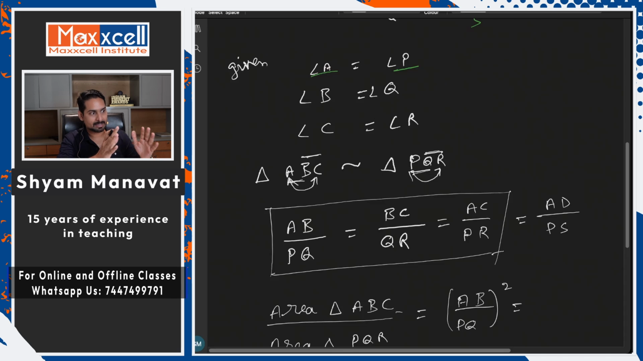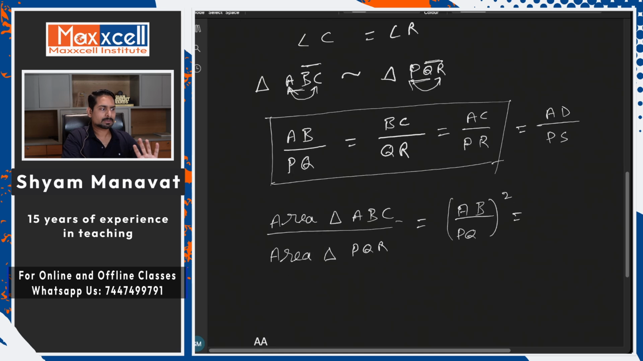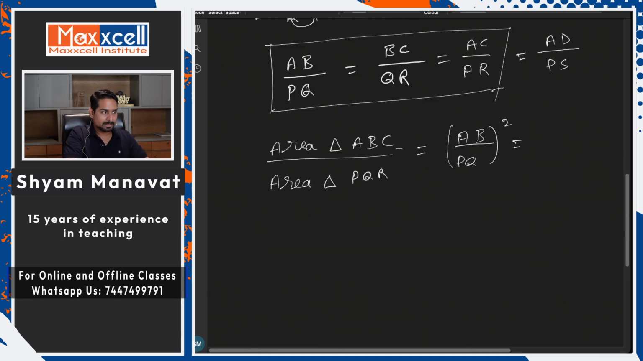Like the sides are in the same ratio. Area is the square of the ratio of corresponding sides. It could be corresponding sides or corresponding heights or whatsoever. Now look at the square, the method to remember this is very easy. In the case of sides, the unit is what, like centimeter, meter, millimeter, something, right? And if you take area, so area's unit is what?